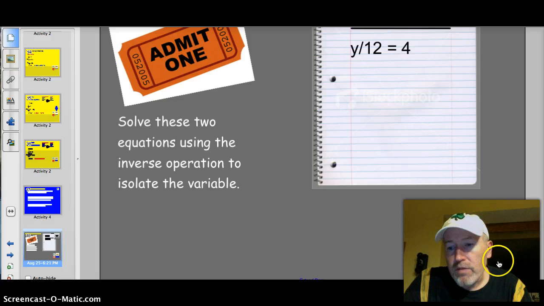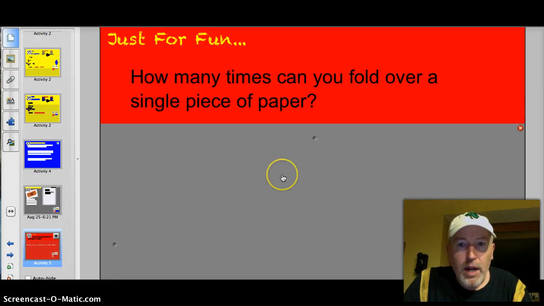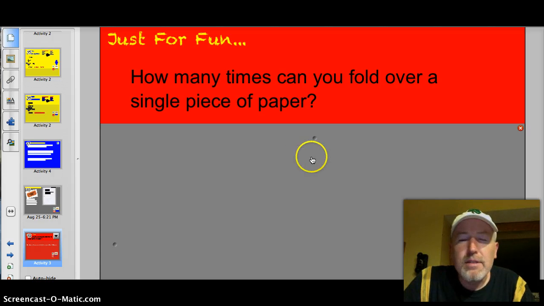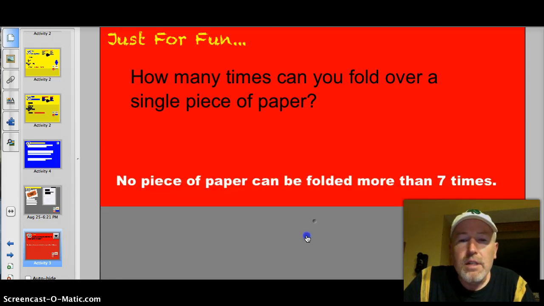All right, let's get to the just for fun question. All right, how many times can you fold over a single piece of paper? Survey says, no piece of paper can be folded more than 7 times. I've taken the thinnest paper you can possibly find. I've taken it as big as the kitchen table. It just doesn't matter. You can only fold it 7 times.